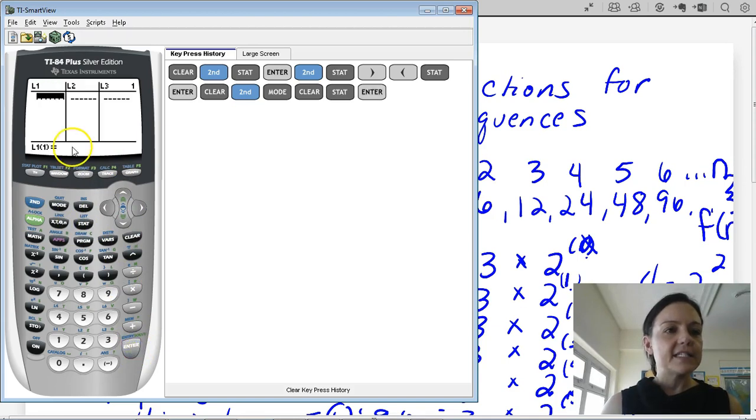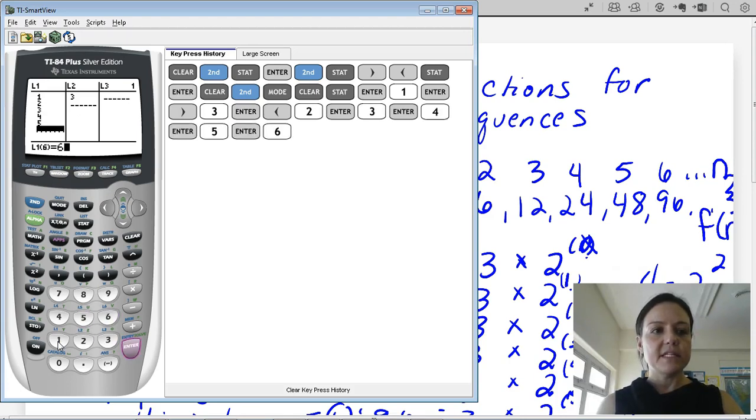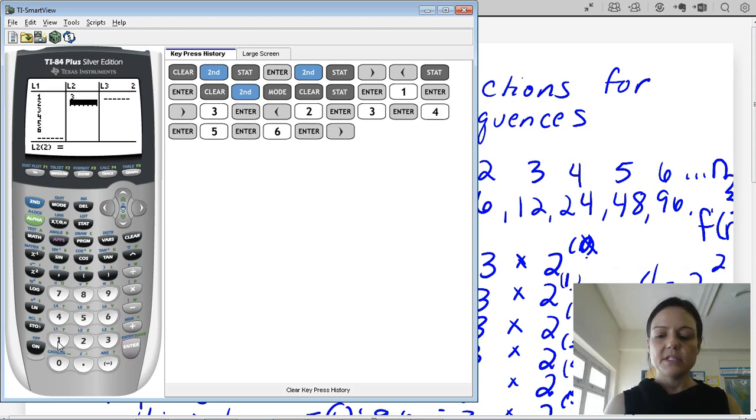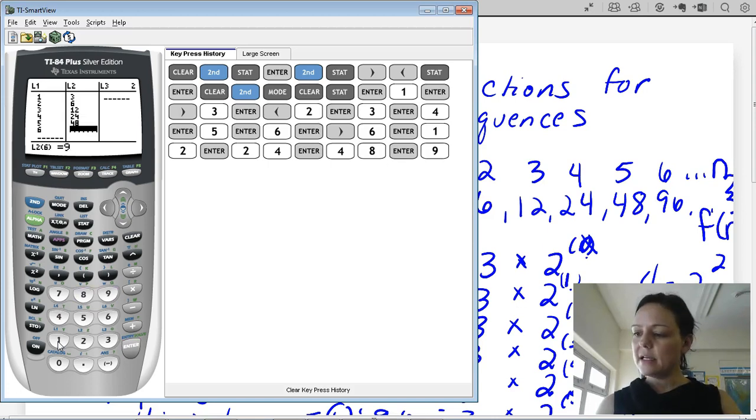And then you're at your lists. So let's put in our term number here. So that's 1, right? And then our first term was 3, right? And then 2, 3, 4, 5, 6. And then it was 3, 6, 12, 24, 48, 96. Okay, and you may remember this from last year in class.